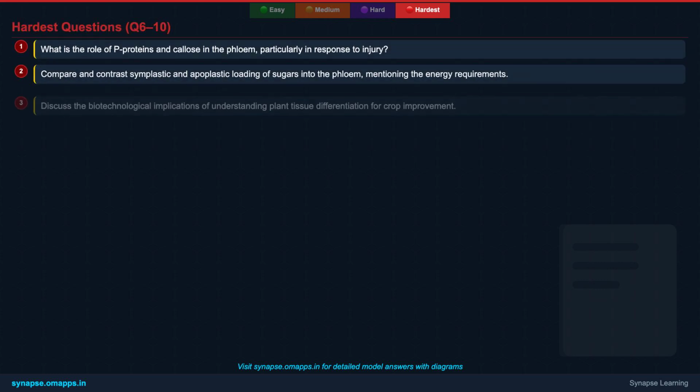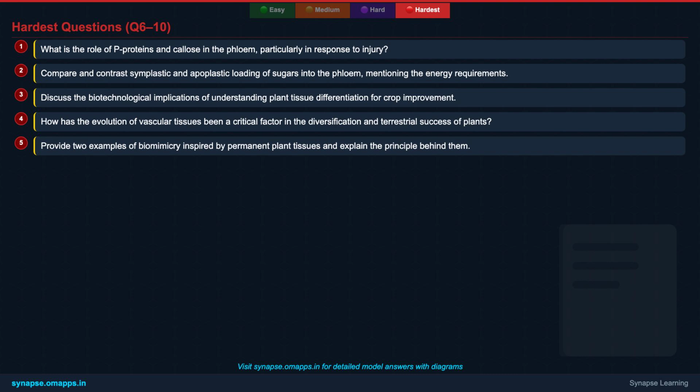Now for the next 5 advanced questions. Sixth, what is the role of P-proteins and callose in the phloem, particularly in response to injury? Seventh, compare and contrast symplastic and apoplastic loading of sugars into the phloem, mentioning the energy requirements. Eighth, discuss the biotechnological implications of understanding plant tissue differentiation for crop improvement.